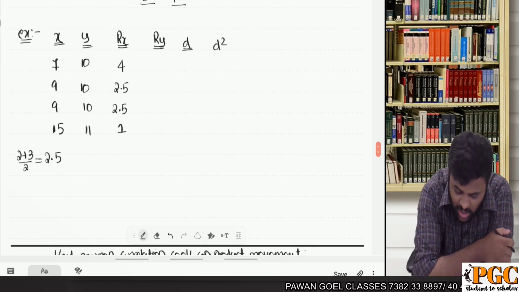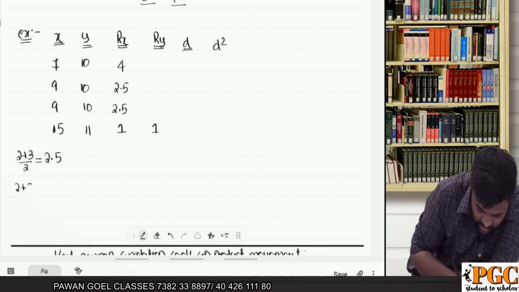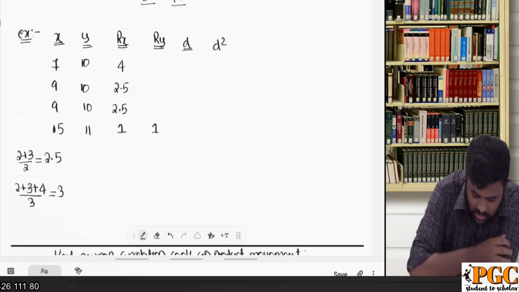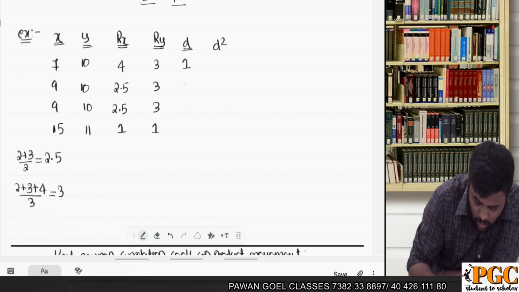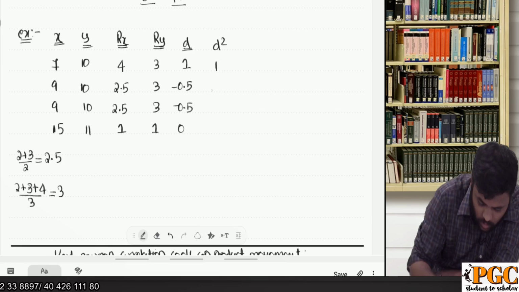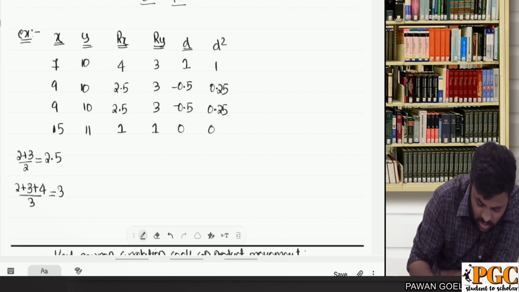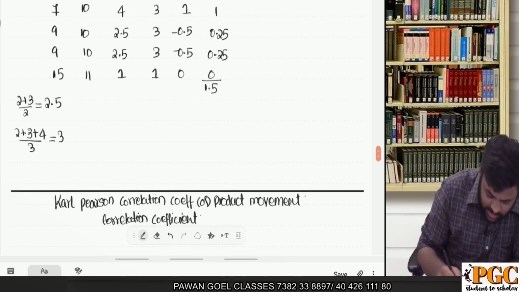Be careful. Now let us give ranks for y. First rank is for 11. Second, third and fourth ranks are repeated, which is 2 plus 3 plus 4 divided by 3, which is 3. 3, 3 and 3. Now let us compute the difference. 4 minus 3, 1. 2.5 minus 3, minus 0.5, minus 0.5 and 0. Summation of d square: 1, 0.25, 0.25, 0, and 1.5.